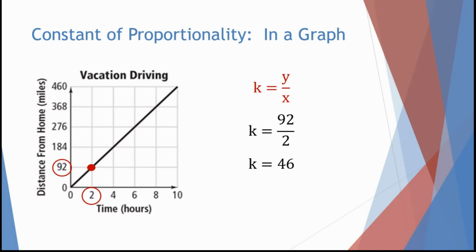So we can write an equation to represent this using that y equals kx form, where we plug in k because it's going to be true for every x and y value. So for every ordered pair, we know that y equals 46x, or 46 times x.